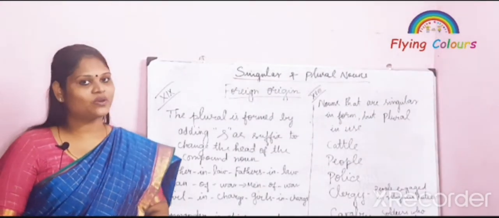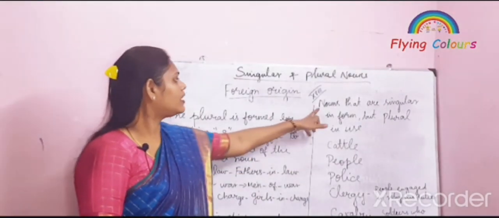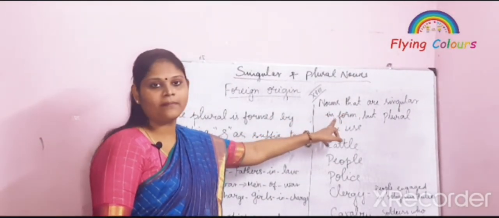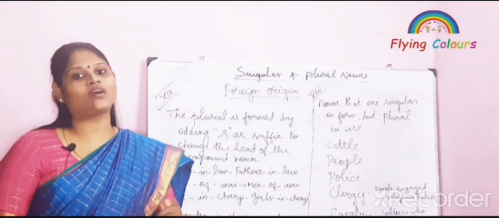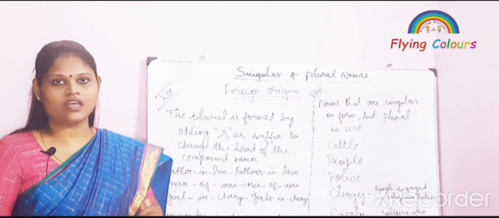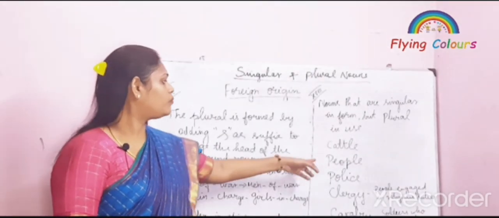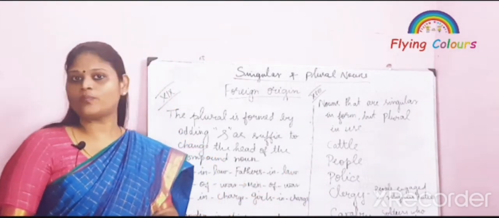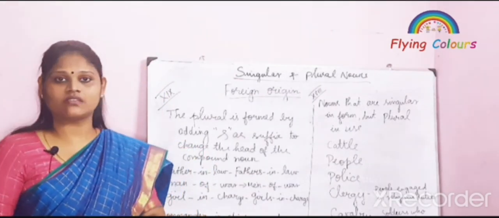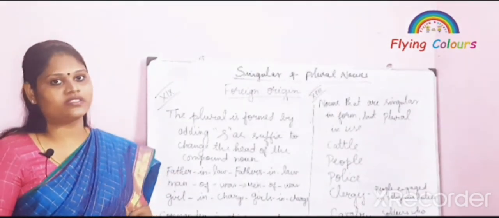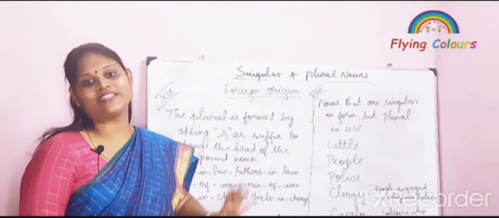The next concept is the 18th concept. Nouns that are singular in form but plural in use. For example, cattle is called cattle. There is no plural, so singular means cattle, plural also cattle. People is called people, no plural for that. Again, police. You cannot say polices, only police. Police is called police. So these are all nouns singular in form but plural in use.